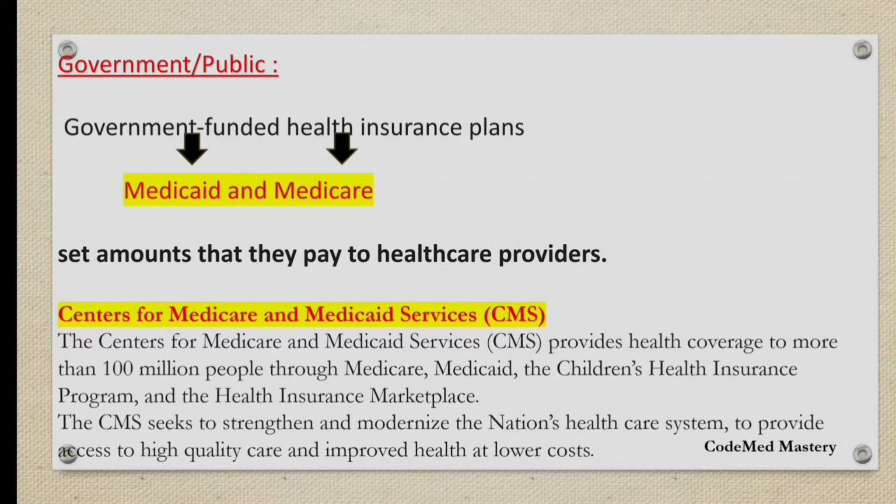Now let us see what is government or public payers. That is government-funded health insurance plan. Under that we have Medicare and Medicaid. So these two come under government-funded health insurance plans. So what they do is they set amounts that they pay to healthcare providers. So that is Centers for Medicare and Medicaid Services, CMS. They will ask you what is the full form of CMS, that is Centers for Medicare and Medicaid Services.